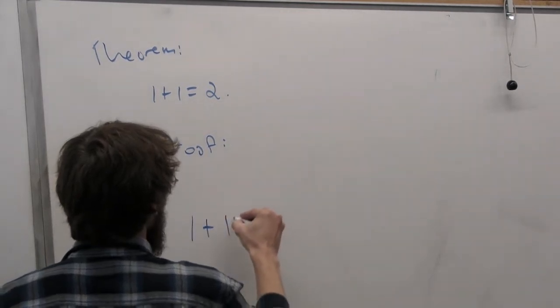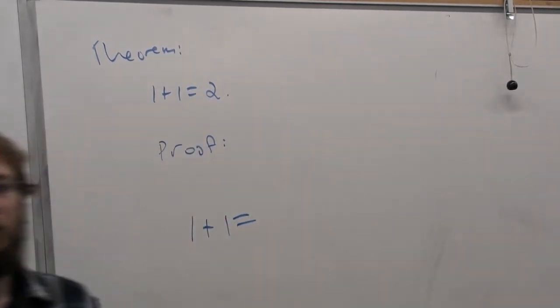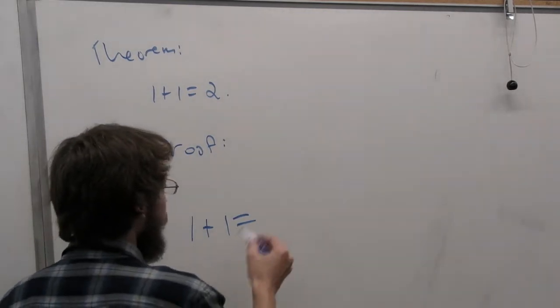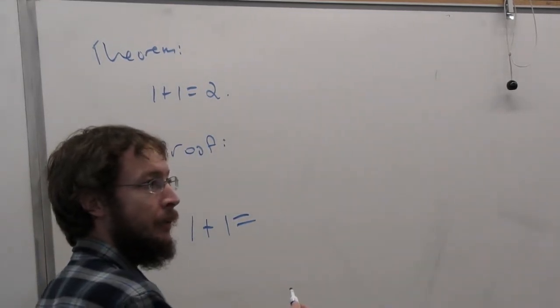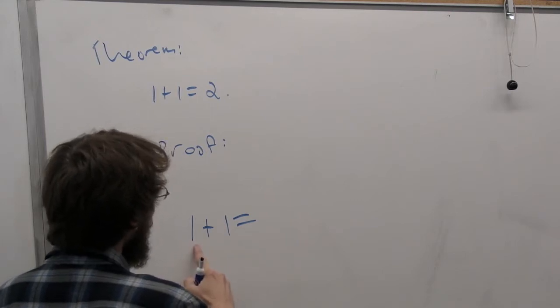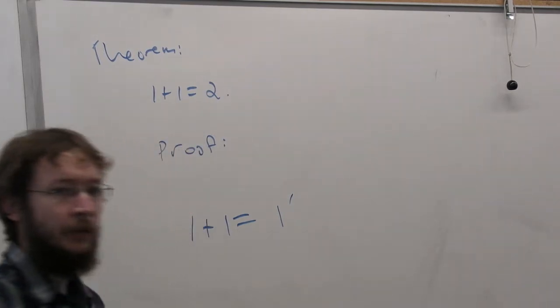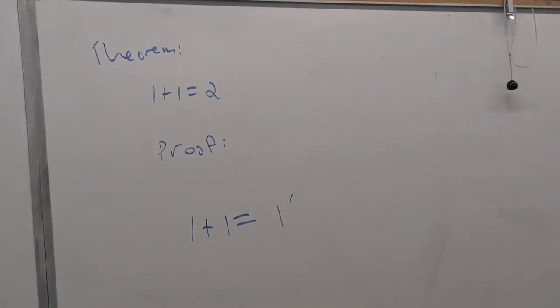We start with 1 plus 1. And what's the definition of addition? If you're adding 1 plus a number, you take that number and you take its successor. That's the definition of addition. But what is one successor? That's 2, right?